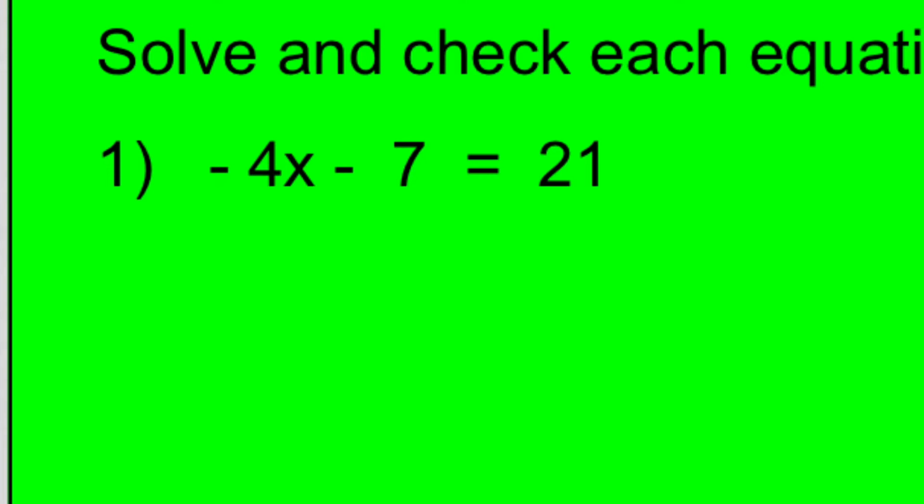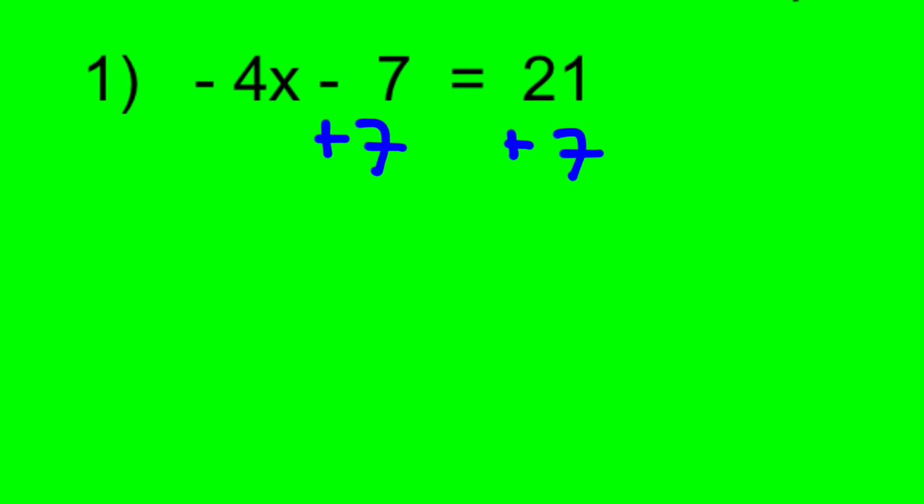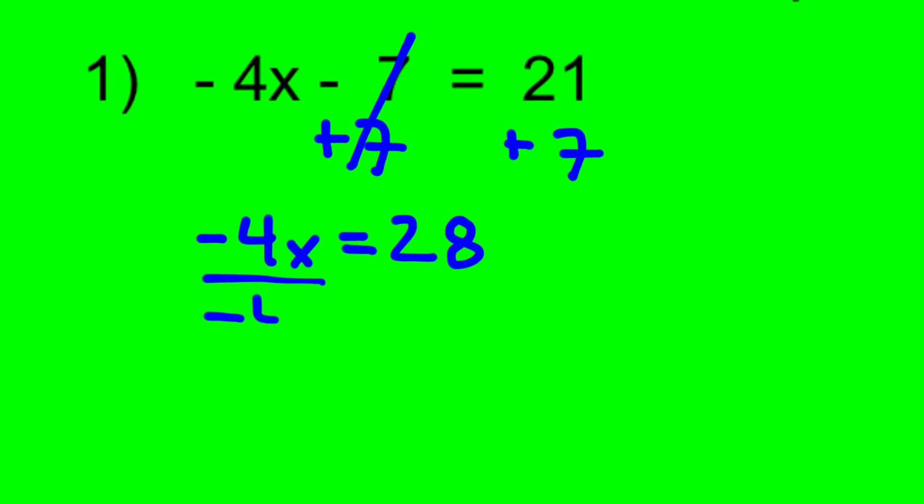So in this one, negative 4x minus 7 equals 21. I want to start off with the minus 7, and I want to do the opposite of that to simplify it and make it 0. That's plus 7. And I'll do the same thing to the other side. This cancels out, and I'm left with negative 4x equals 28.